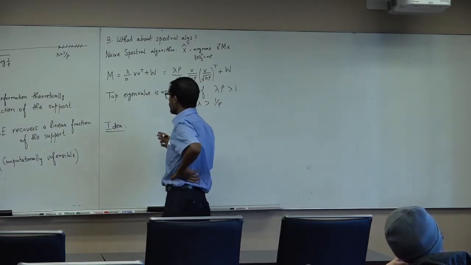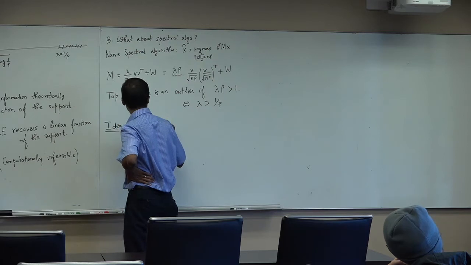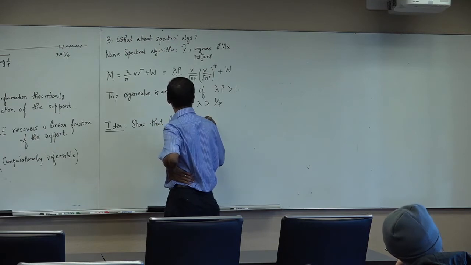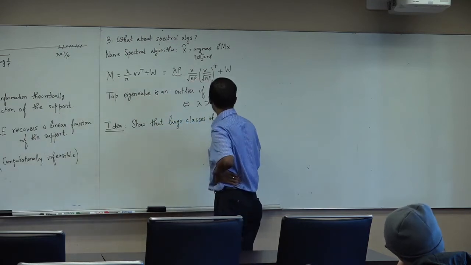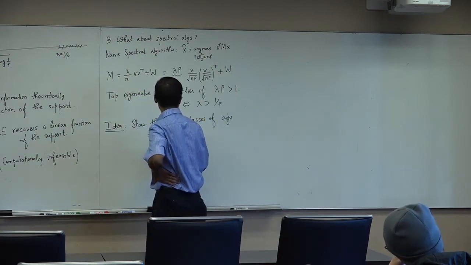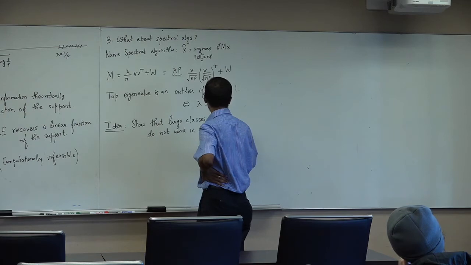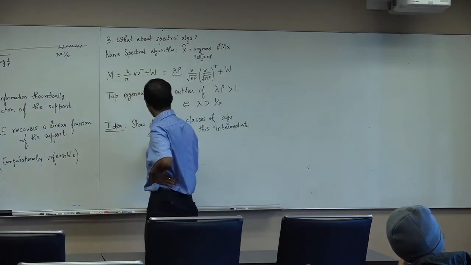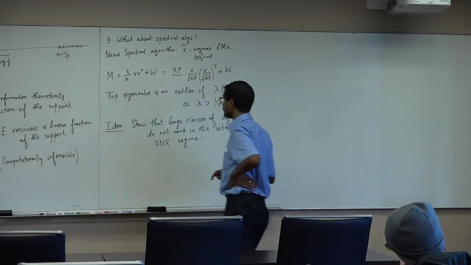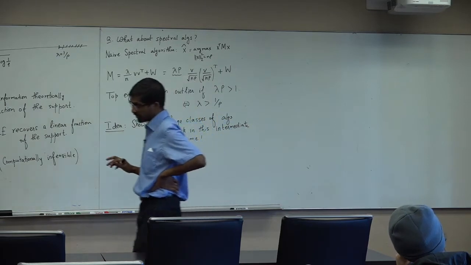Okay. So the idea is to show that large classes of algorithms do not work in this intermediate SNR regime. Okay. So how do we do this?